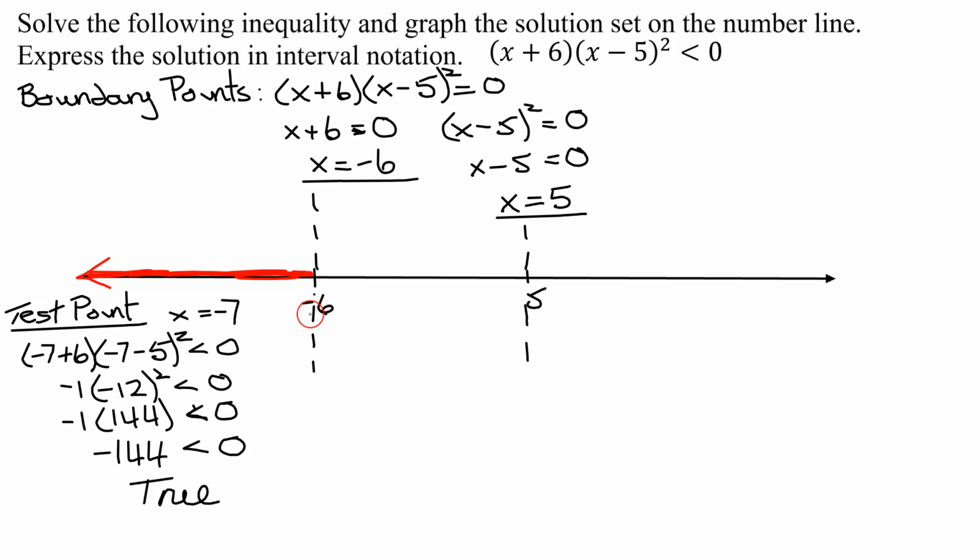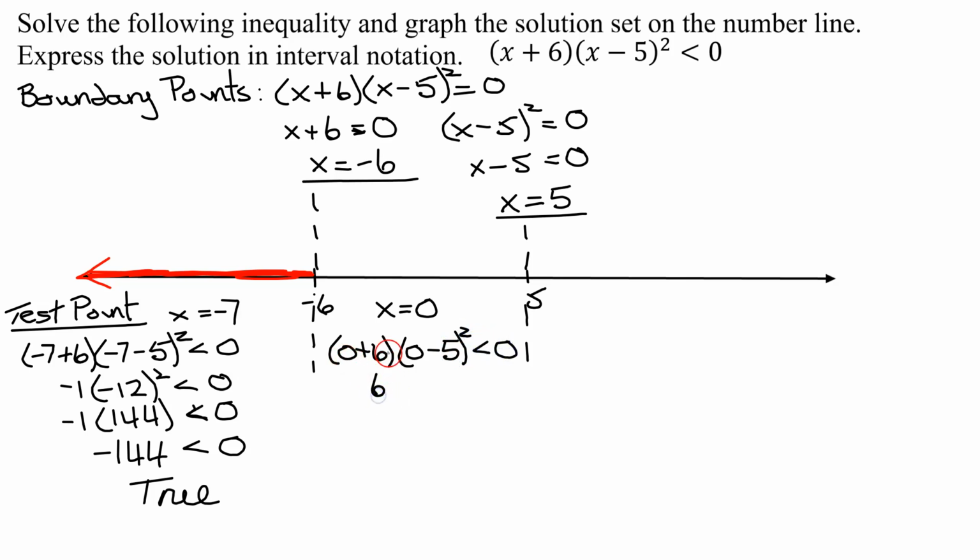Now we need a point between negative 6 and 5, and x equals 0 looks like a great choice. It's the lazy arithmetic. But one thing I forgot to mention, you can never use the boundary points as test points. It has to be numbers in between your boundary points. So plugging 0 into my inequality, I get 0 plus 6 times 0 minus 5 all squared. Is it less than 0?